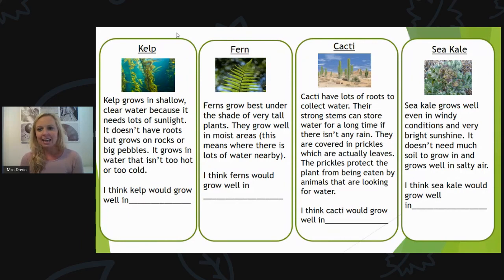And then sea kale. Sea kale grows well even in windy conditions and very bright sunshine. It doesn't need much soil to grow in and grows well in salty air.